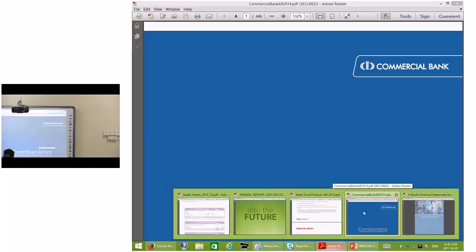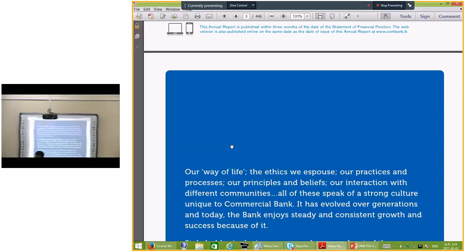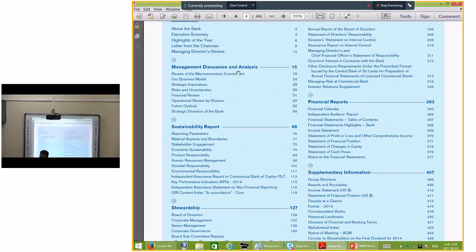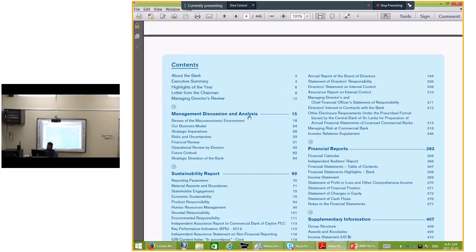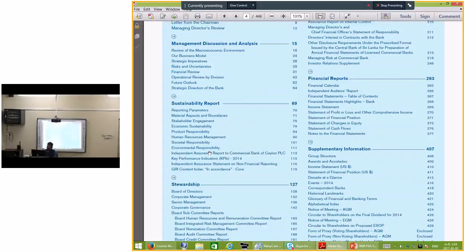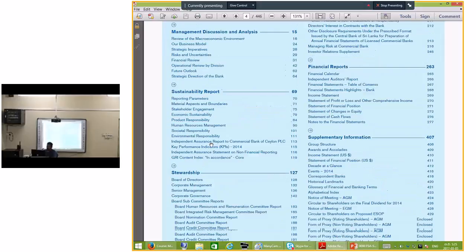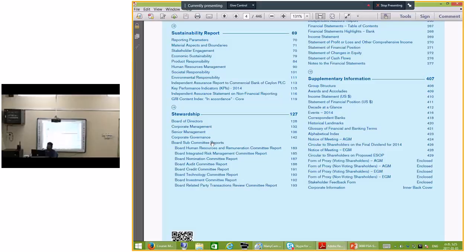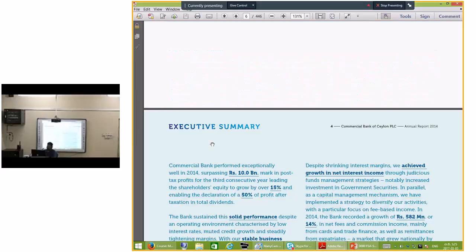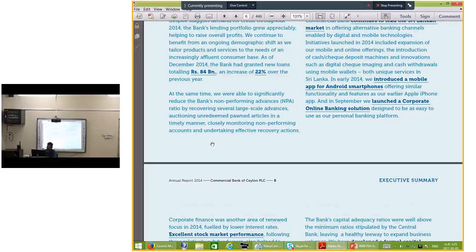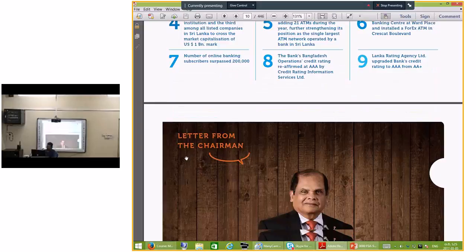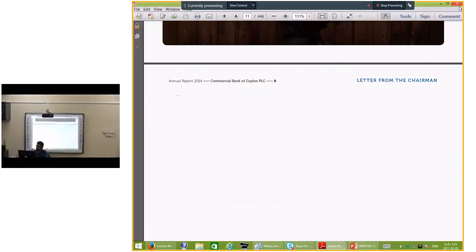Then if you move to the commercial bank financial statement, right? Again you can see different categories. What are the categories here? Management discussion and analysis, sustainability reporting, stewardship, then financial reports and supplementary information. Then you can clearly understand the composition of the annual reports, not only the financial statements but also additional details, right?